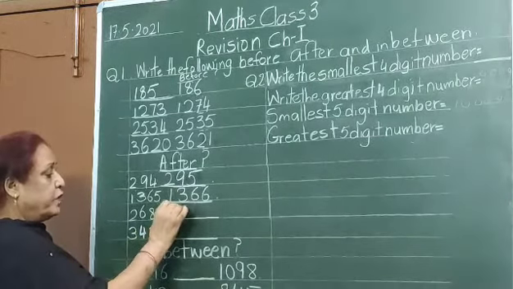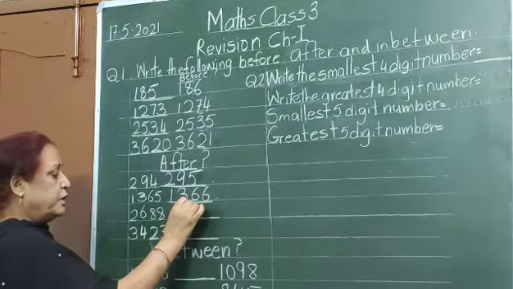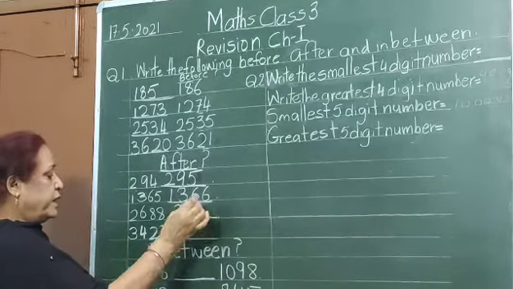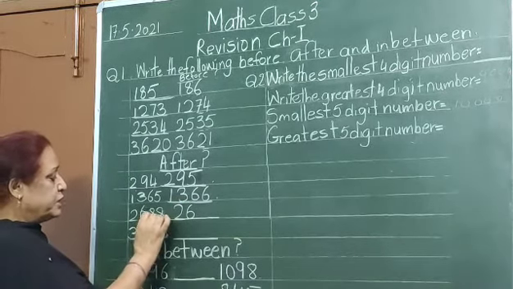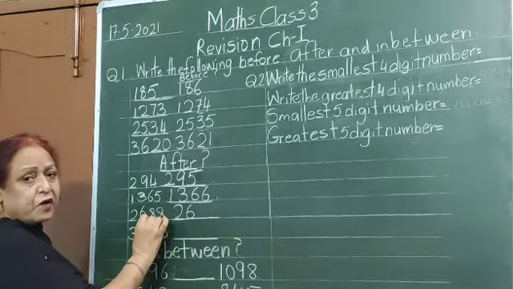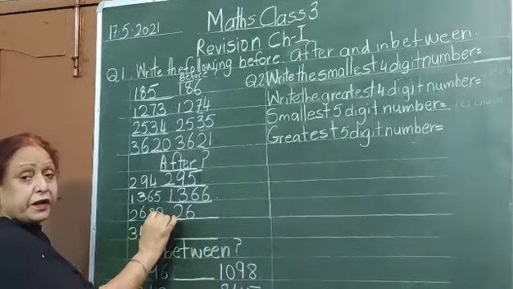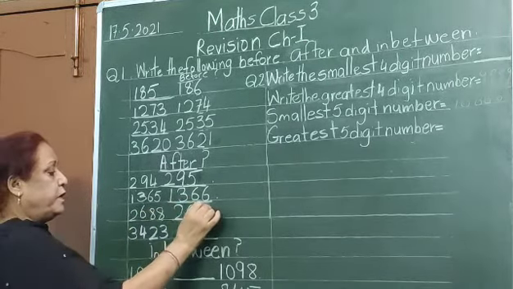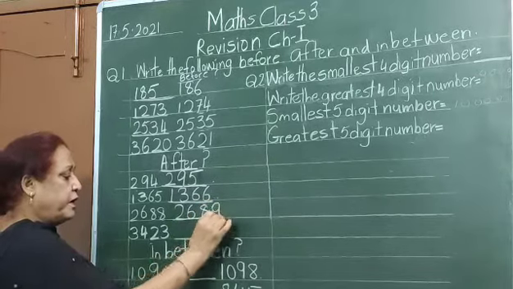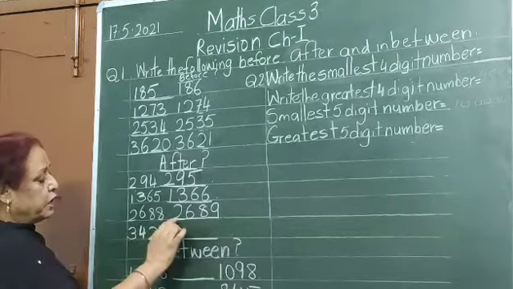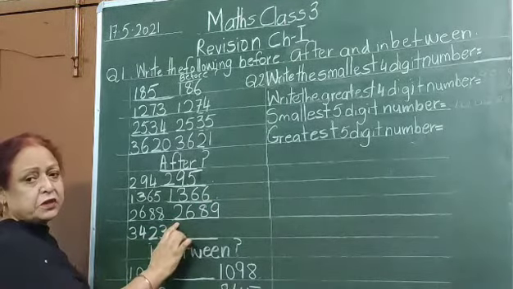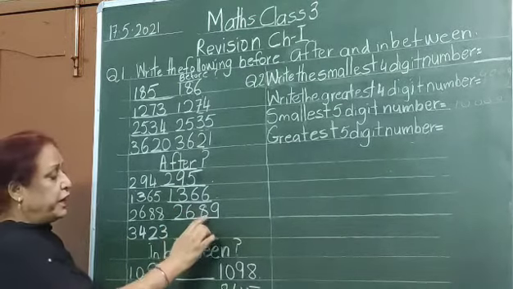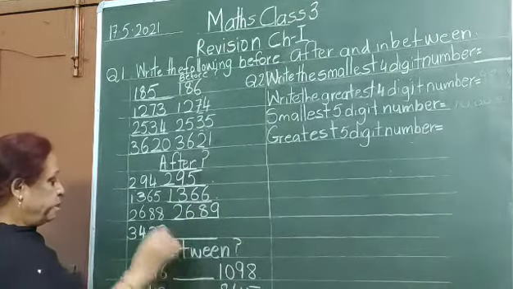Now 2688. 2600. We look at these two digits. What comes after 88? 89. We'll count: 2689.